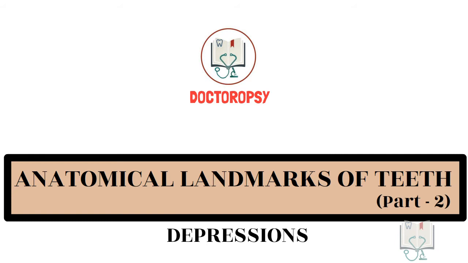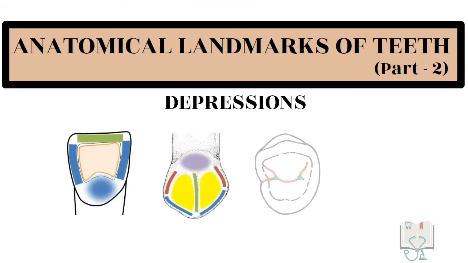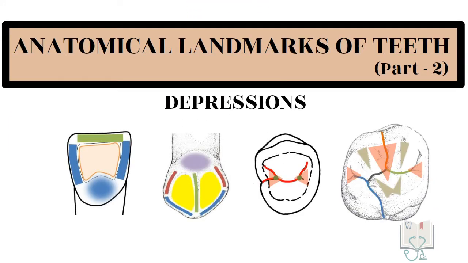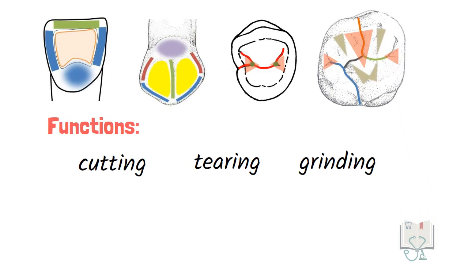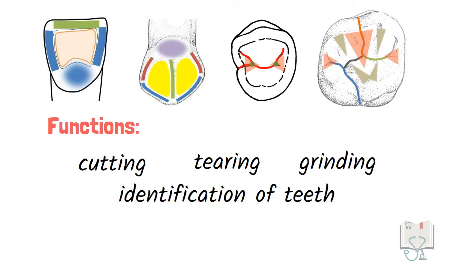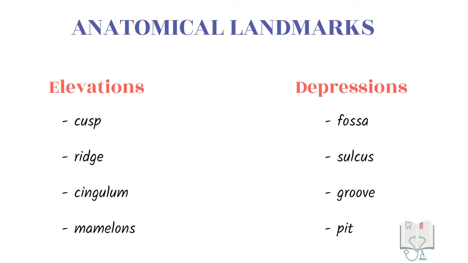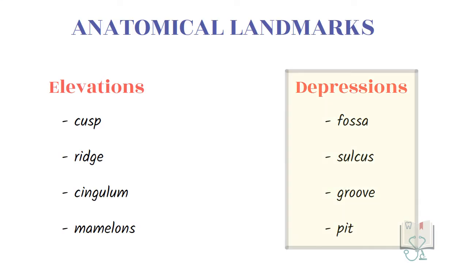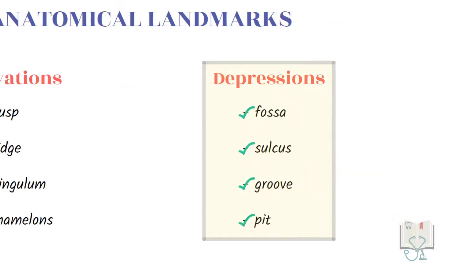Anatomical landmarks are features on the surface of the tooth which are either elevations or depressions. These landmarks help the tooth in performing their functions and also in their identification. Here we will be discussing the landmarks showing only concavities or depressions.